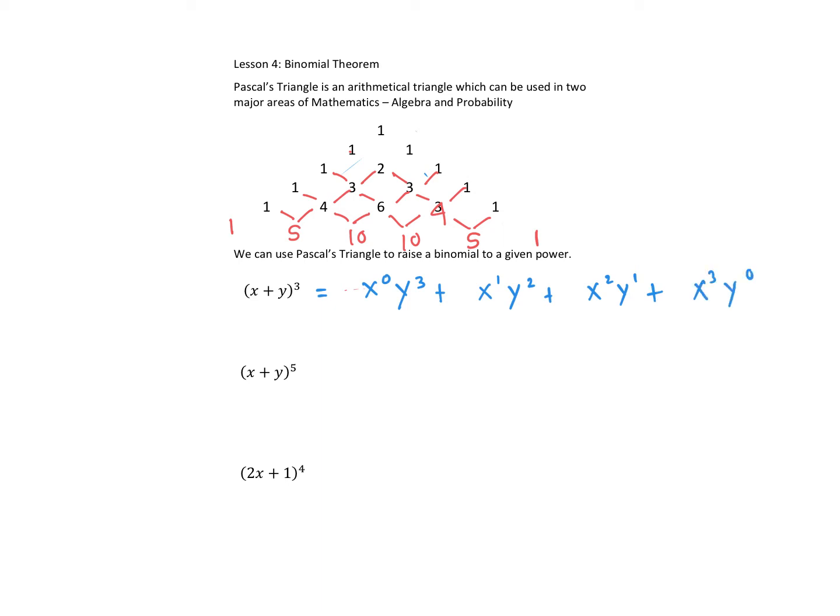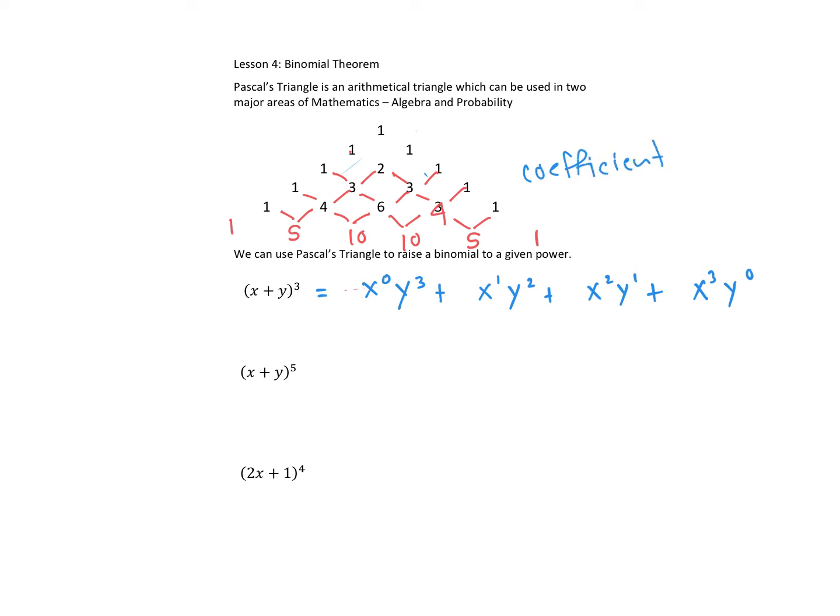So let's recap this. x starts at 0 and goes up. So 0, 1, 2, 3. y starts at the highest power being 3 and goes down. 3, 2, 1, 0. Where does Pascal's triangle come in? Well, it gives us the coefficients of this binomial expanded.